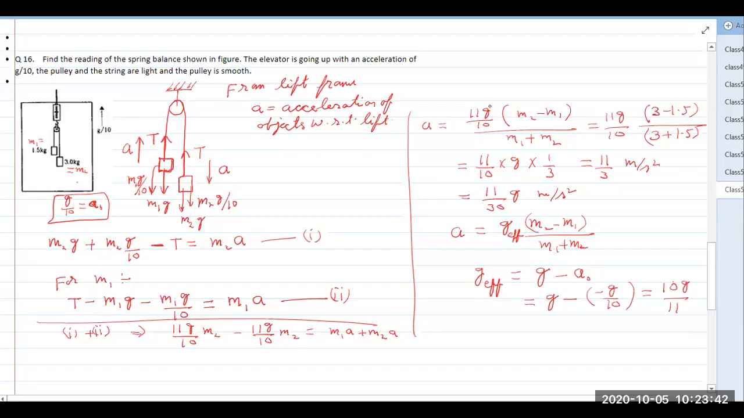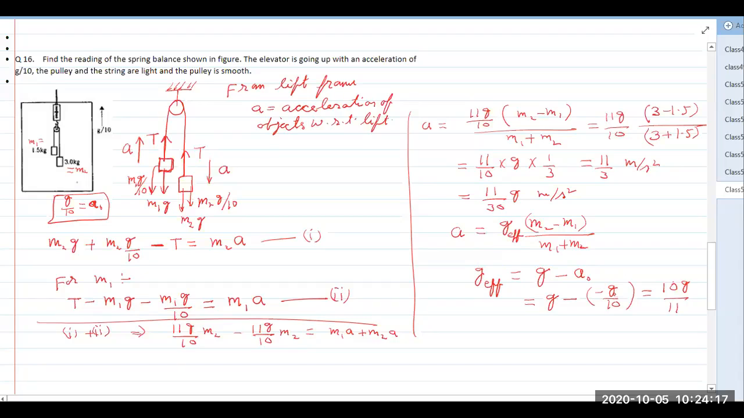We can replace the thing which we have got, 11 g by 10. Where is 11 g by 10 coming from? That is coming from g plus g by 10. This g plus g by 10 can be written directly as g effective, and g effective will be g minus the pseudo acceleration, the acceleration part due to pseudo forces. So this is minus a naught. What is a naught? A naught is minus g by 10, because g by 10 is in the upward direction.